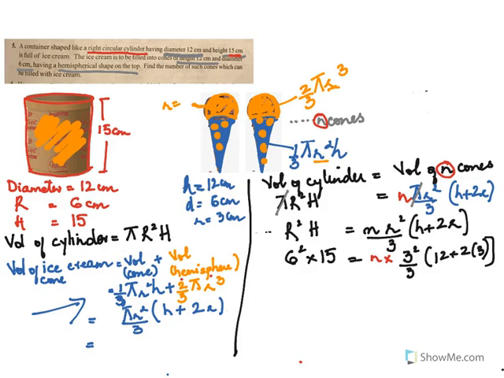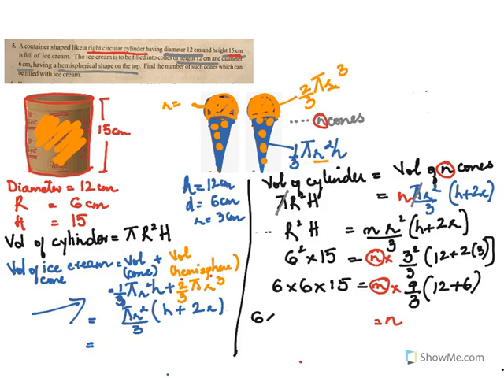Let's put the values. We have 6 into 6 into 15 equal to n into 9 over 3 into 12 plus 6, which is 18. So n will be equal to 6 into 6 into 15 into 3 over 9 into 1 by 18. And your answer will come: n equals 10 cones.